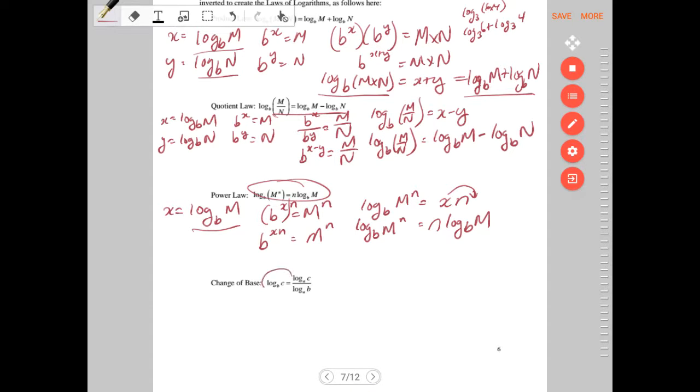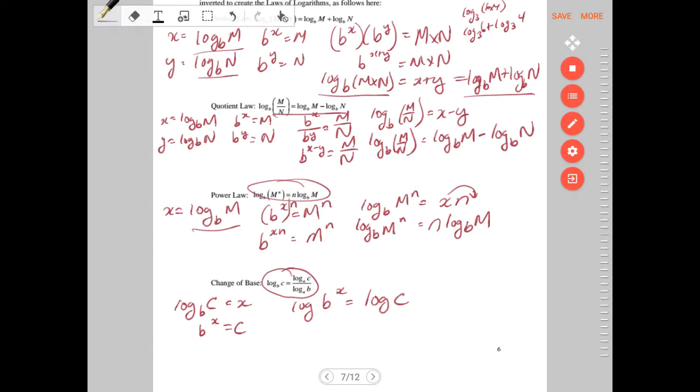All right, last one. Now you've kind of been working with this formula a little bit in the previous sections. So again, I'm just going to prove that it works. I'm going to let log base b of c equal x. So I'm going to convert that into exponential form. So that's b to the x equals c. Okay. I'm going to then take the log of both sides. So that becomes log of b to the x equals log of c.